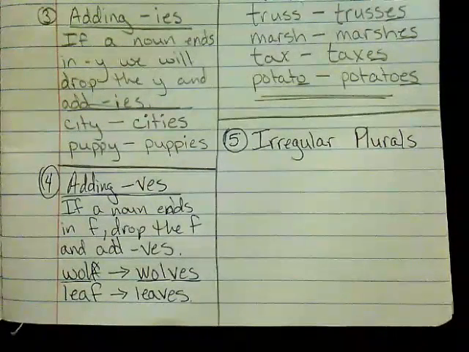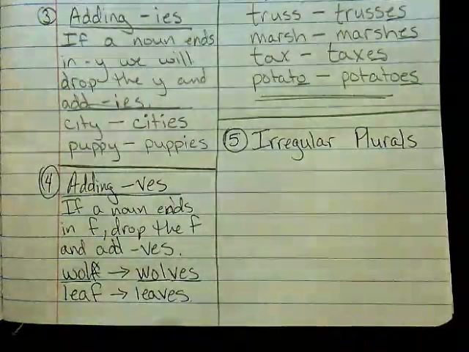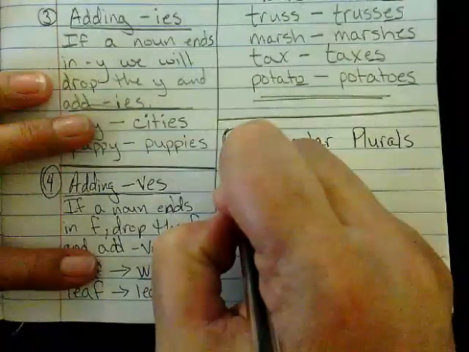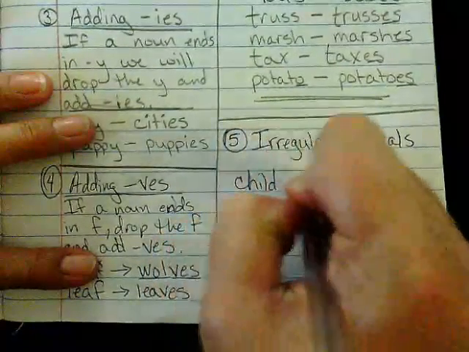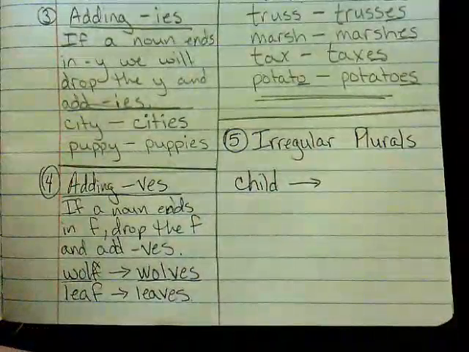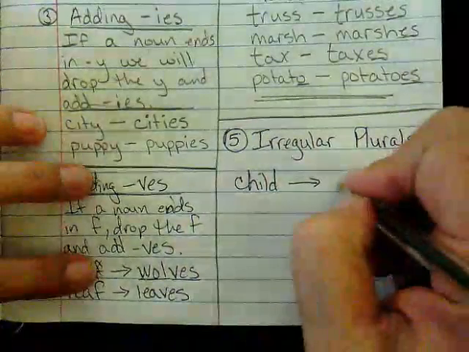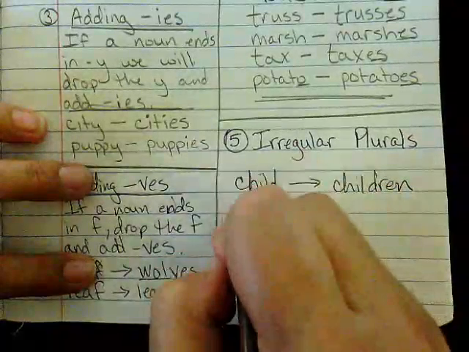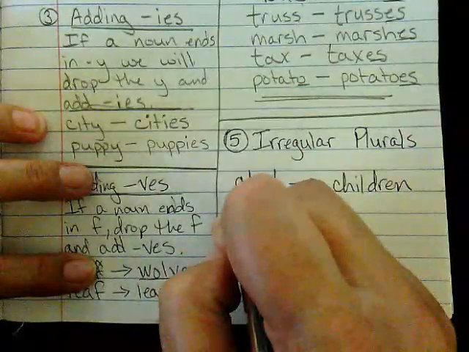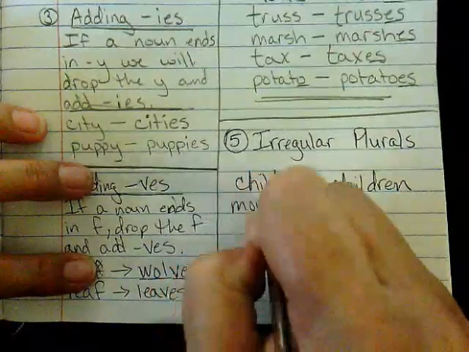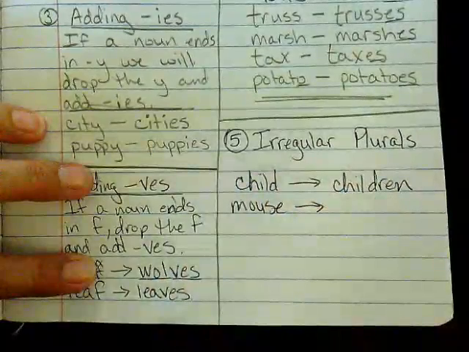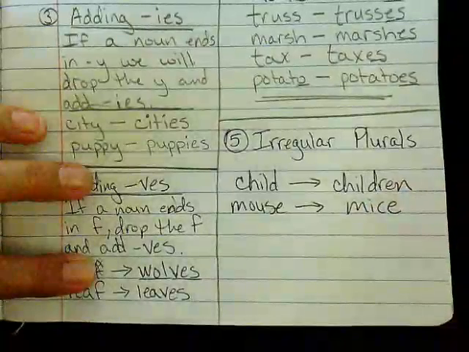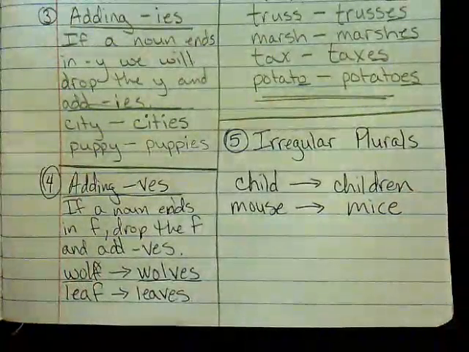An irregular plural is whenever you take a singular noun and you change the entire word to make it something new. Things like, let's see, child. If you have more than one child in your class, then you have children. If you have, let's see, a mouse, and you change it so you have more than one mouse, you now have mice. See how the whole word changes?